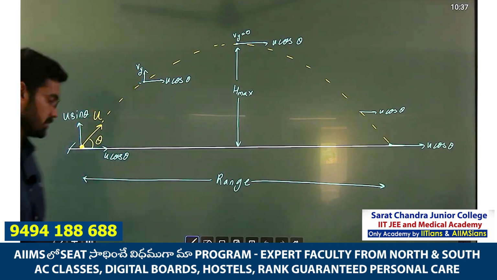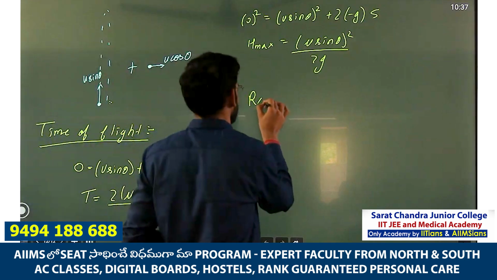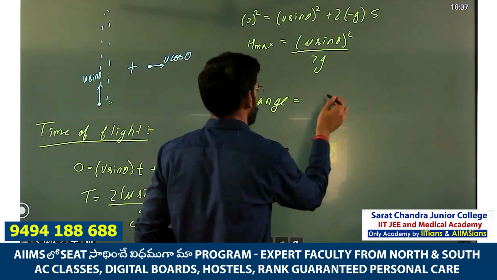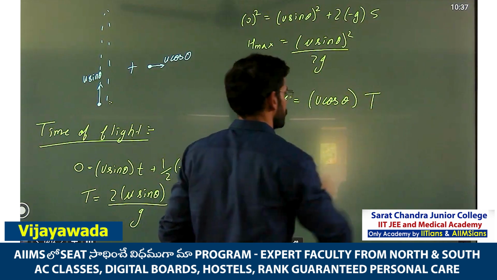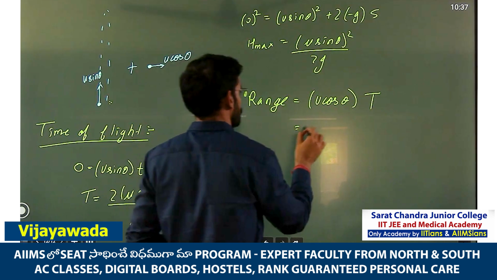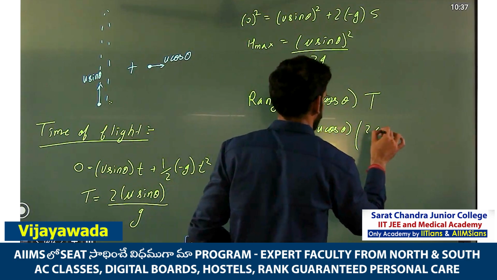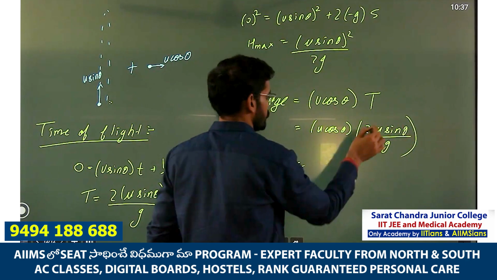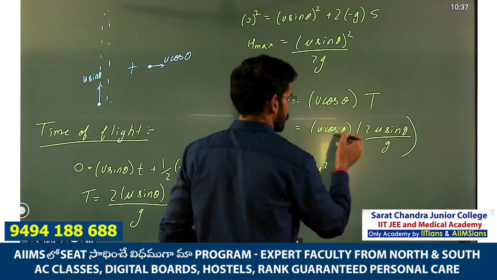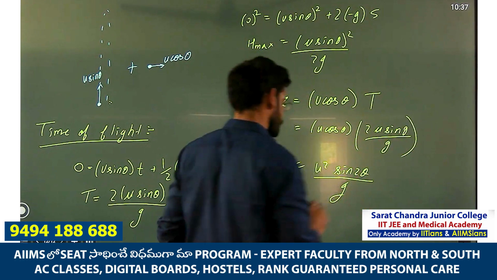Simple, if velocity is constant, right? So range is nothing but horizontal velocity u cos theta into time of flight. Okay. So there you solve, then you get u cos theta into time, which is 2u sin theta by g. So from here u square into 2 sin theta cos theta, which is sin 2 theta, by g.